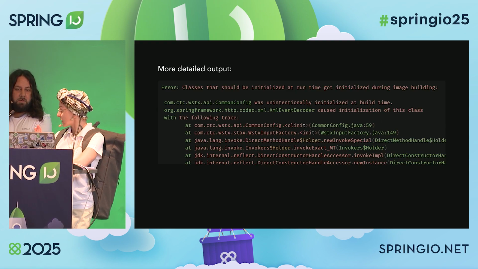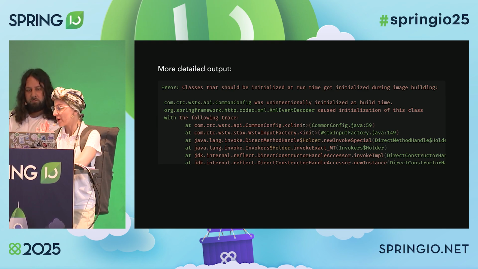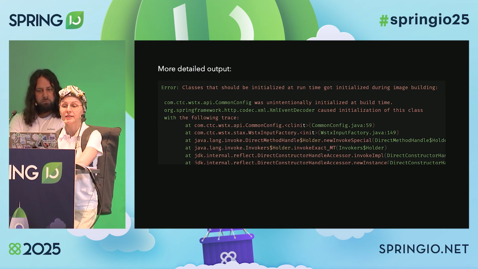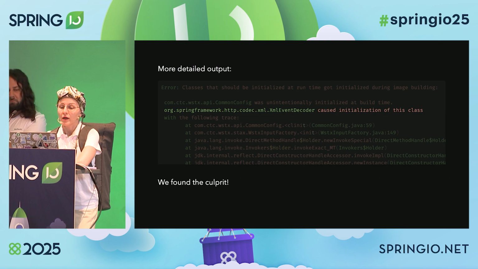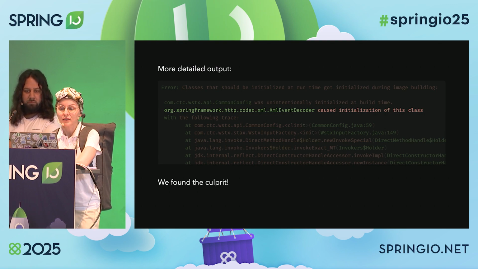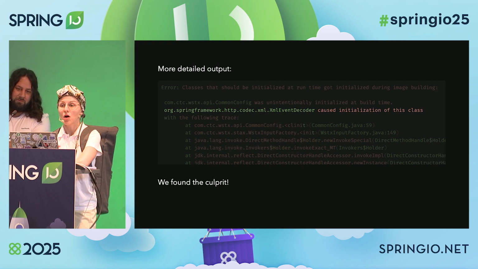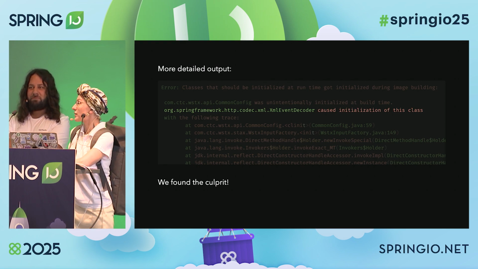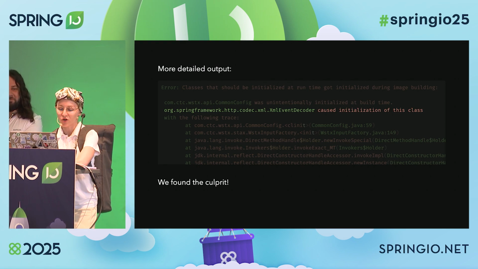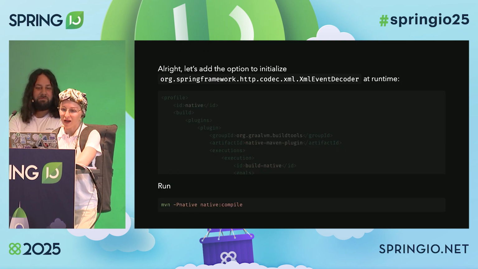Okay, so that's the same issue. We were prepared for that, but now we get the more detailed output. So it says here that the class called XML event decoder caused the initialization of the classes that caused the trouble in the first place. So we found the culprit.